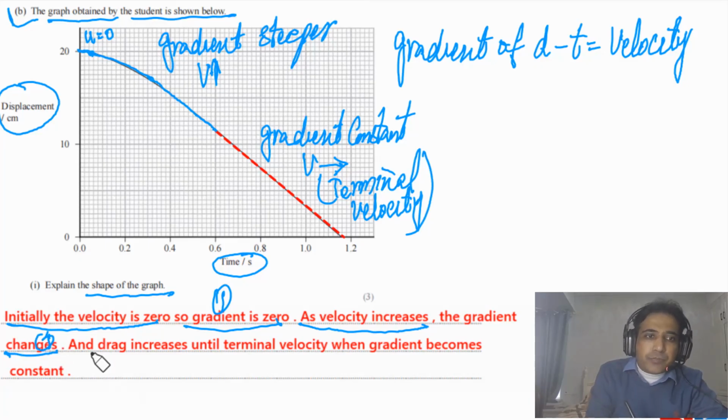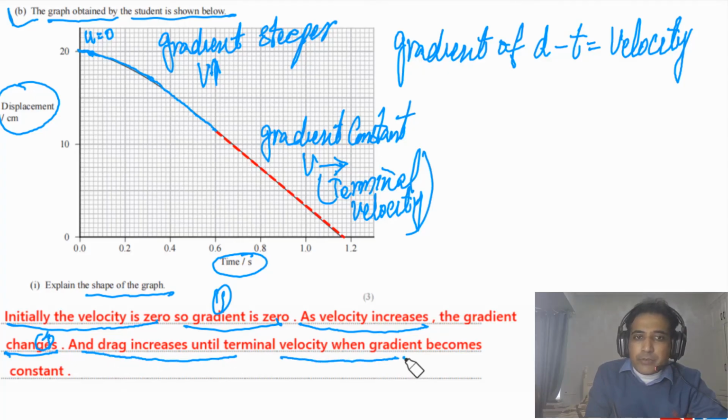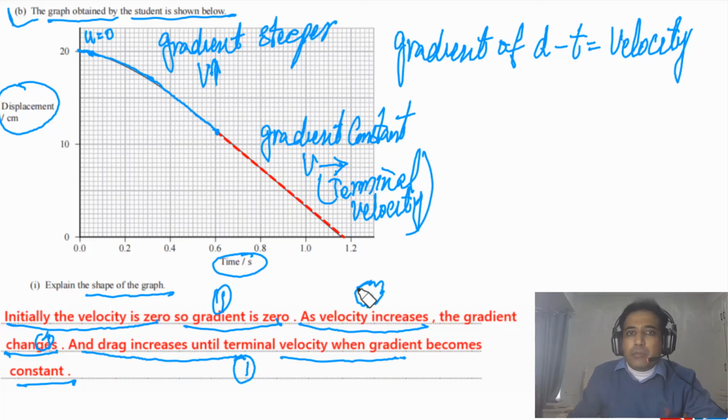And the last one, drag increases until terminal velocity when gradient becomes constant. Here the object is moving at constant velocity, so that is the terminal velocity, the final constant velocity. So if you write down the third point, you will get another mark, and this question has 3 marks.